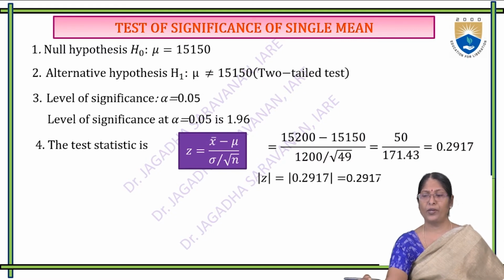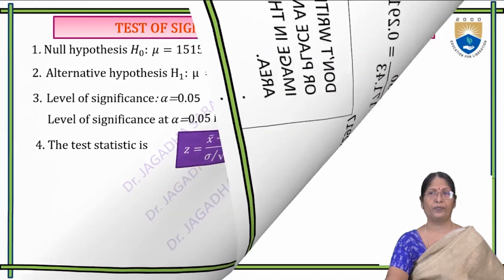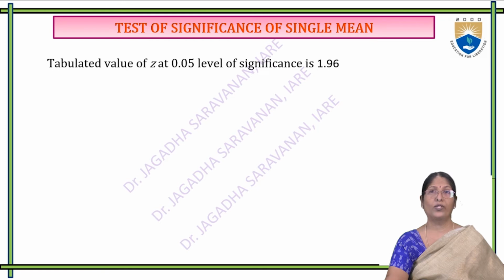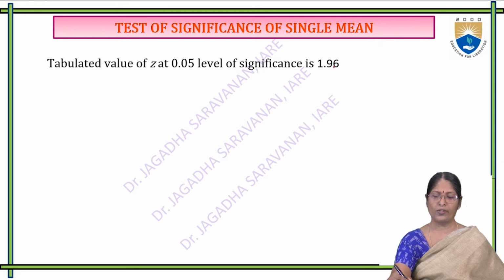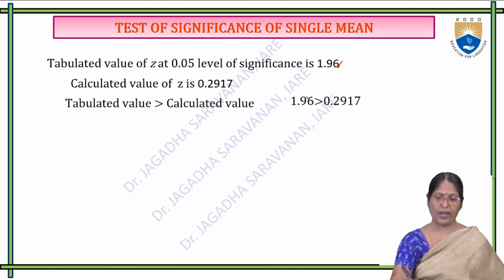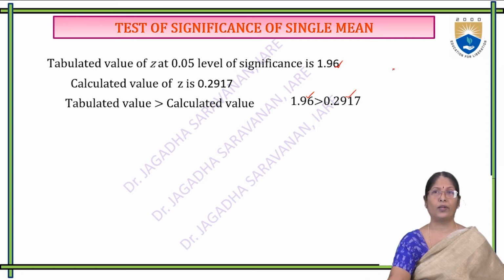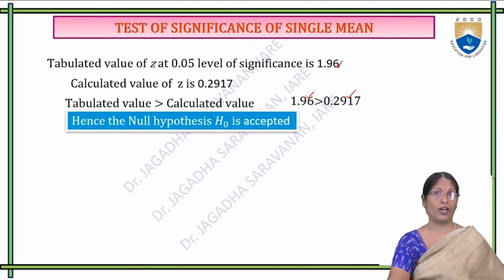So the modulus, anyway we obtained the positive result, 0.2917. Now the tabulated value for the two-tailed test at 0.05 is 1.96. Calculated value is 0.2917. So the tabulated value, 1.96, is greater than our calculated value 0.2917. If the tabulated value is greater, then the null hypothesis is accepted. That is what is defined.